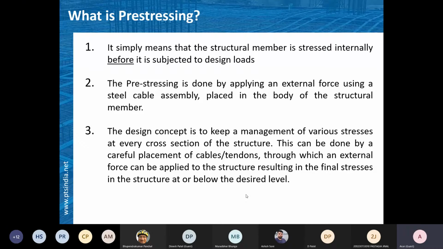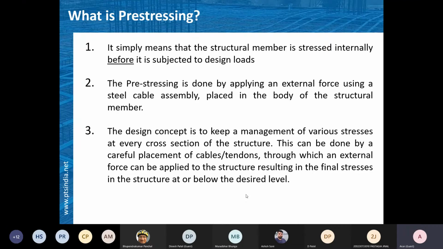This pre-stressing is generally applied with the help of a flexible cable. There are several names for that cable: either you call it a tendon, a cable, a strand, or a wire. These are the different names, but the mechanism is the same for all.